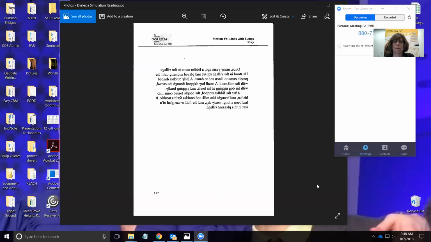So again, these simulations were meant to make you uncomfortable and really give you a feeling, kind of deep in your gut, of what it's like for a person with a reading disability to read. This is not the way a person with dyslexia reads, but it gives you a feeling of what it's like. So I hope you enjoyed this at some level.